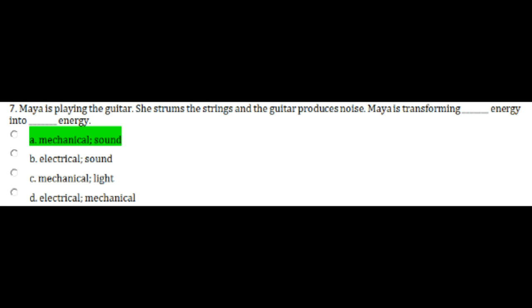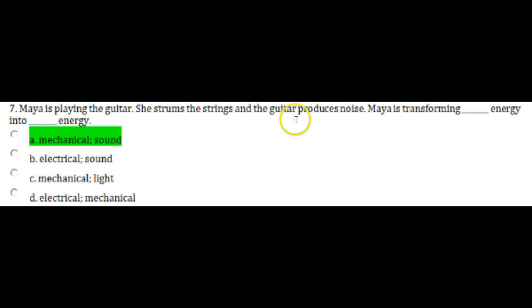Maya, number 7, is playing a guitar. Now notice, this question never said that it was an electrical guitar. If we ever want you to think of electrical energy, we'll give you the hint and say she's playing her electric bass guitar. So if you don't see the word electric, don't assume that it is an electric guitar. Guitars automatically are mechanical energy because you have to strum and move your hands across the strings to make them make a noise.